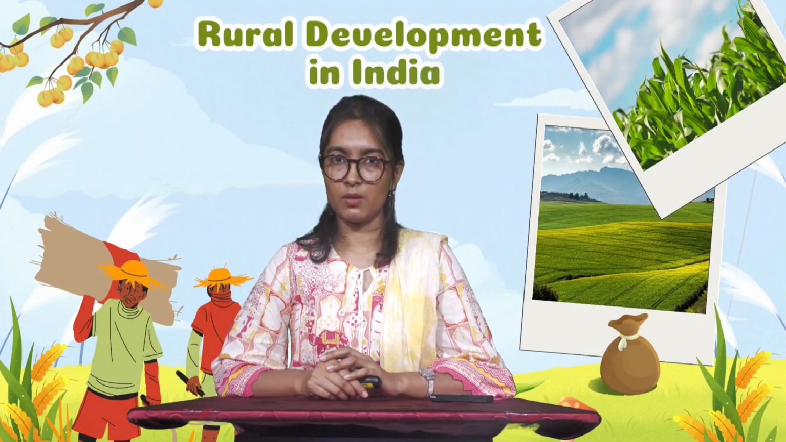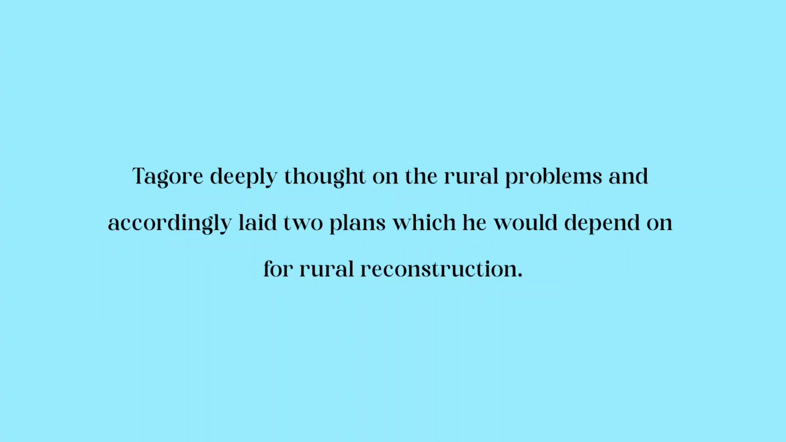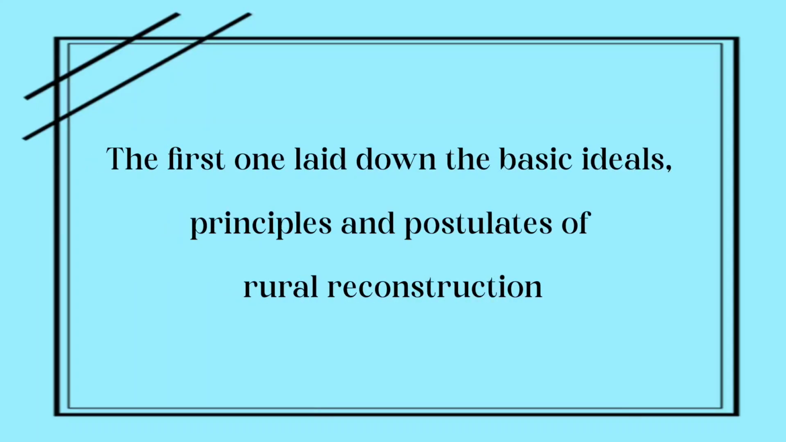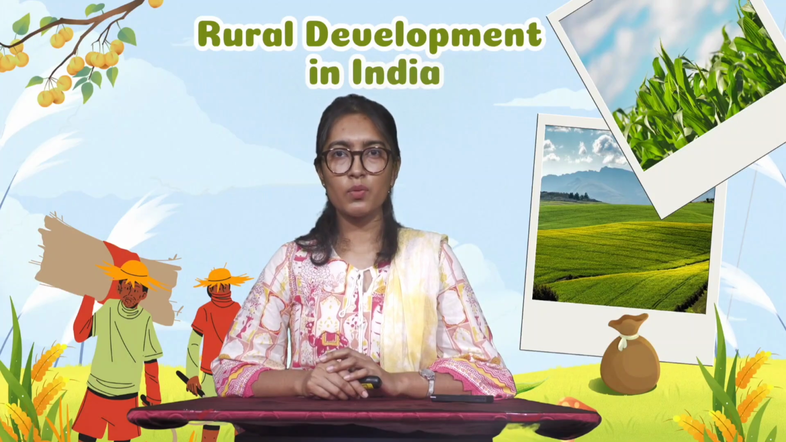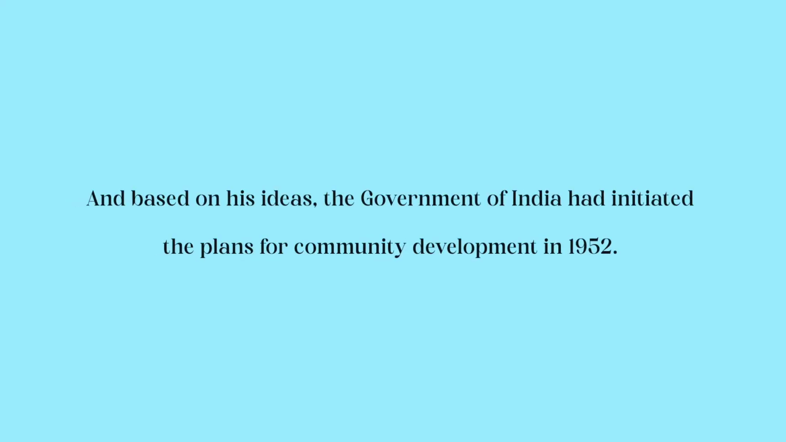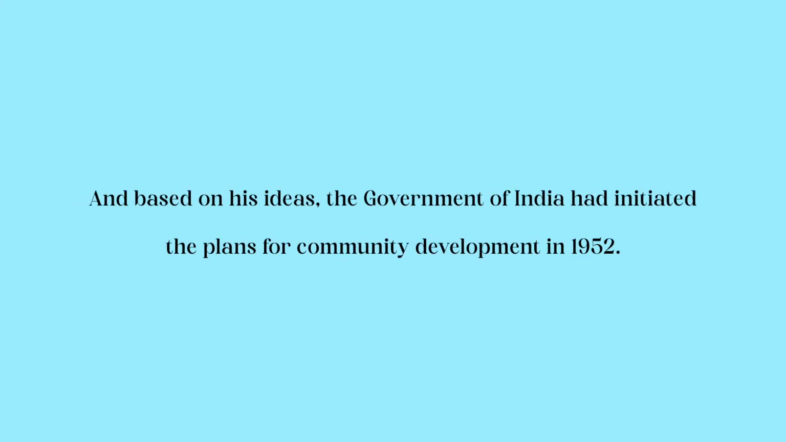of rural upliftment. Tagore deeply thought on the rural problems and accordingly laid two plans which he would depend on for rural construction. The first one laid the basic ideals, principles, and postulates of rural reconstruction, and the second plan comprised the schemes of social welfare and community development. The ideas of social welfare and community development were the brainchild of Rabindranath Tagore, and based on his ideas, the government of India had initiated the plans for community development in 1952.